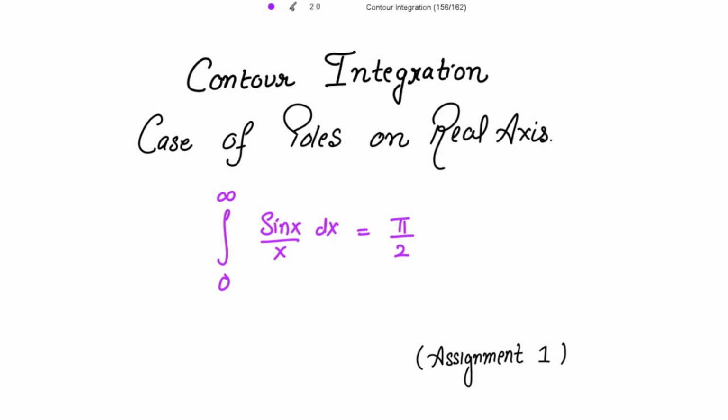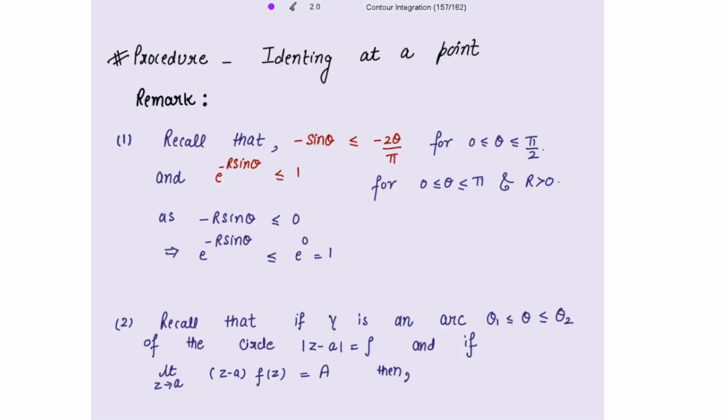Right? So this is assignment 1, and I am going to prove the integral from 0 to infinity of sin x over x dx is equal to pi by 2. Before that we are going to study some new remarks. We are going to use these remarks in the solution. In this section we will integrate those functions which have poles on the real axis. In such a case we shall follow the procedure known as indentation at a point.